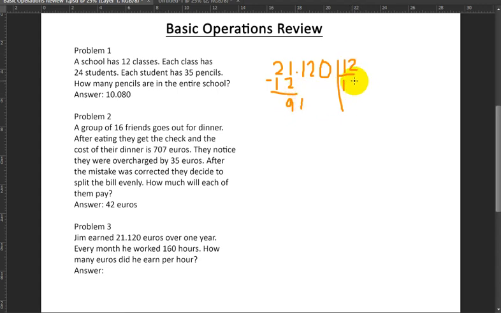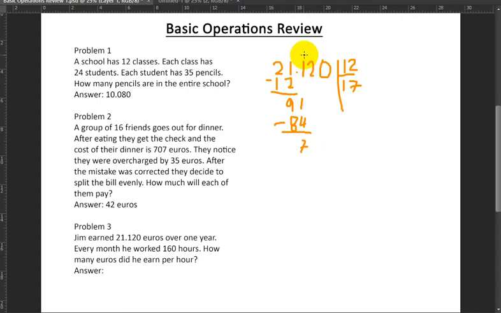Let's actually try 6. 6 times 12 would give me 72. Okay, let's try 72. 72 is a lot closer to 91. We're still going to get much more than 12, but let's try it anyway. So if I do the subtraction, I'm going to get 19, which indeed is more than 12. So we're going to need to try one more time. We're going to need to try 7. 7 times 12 would give me 84. If I do 91 take away 84, I'm going to get 7.